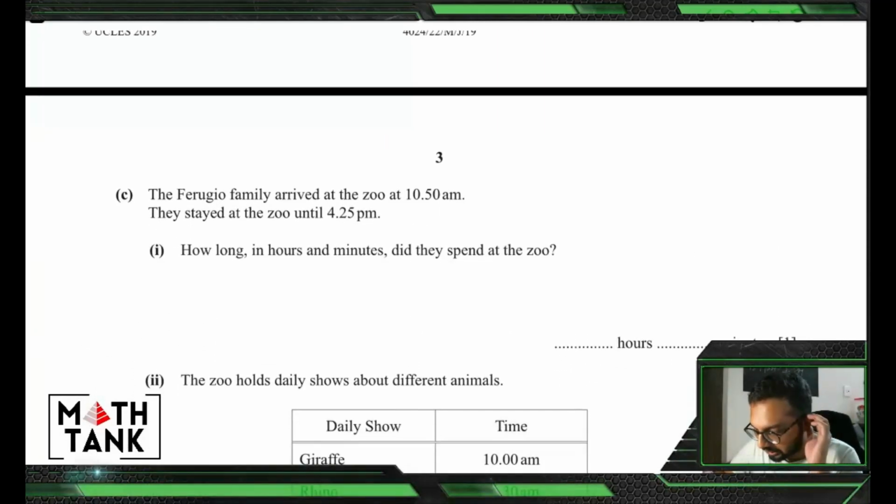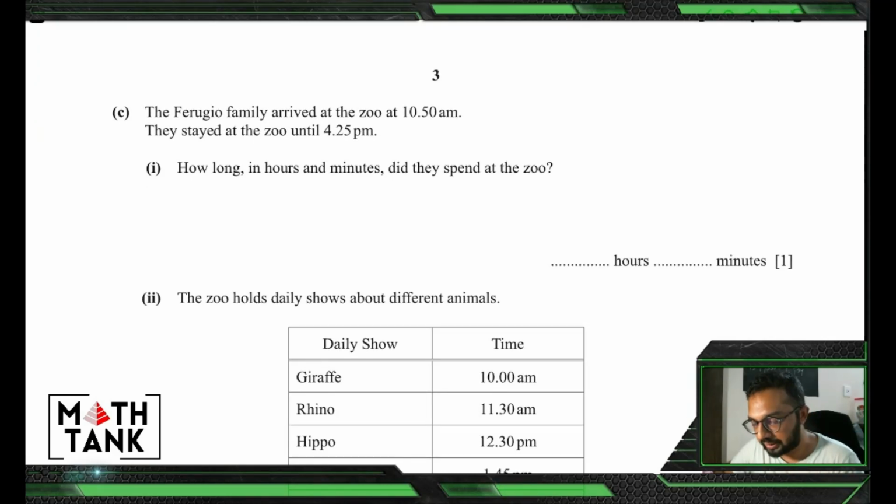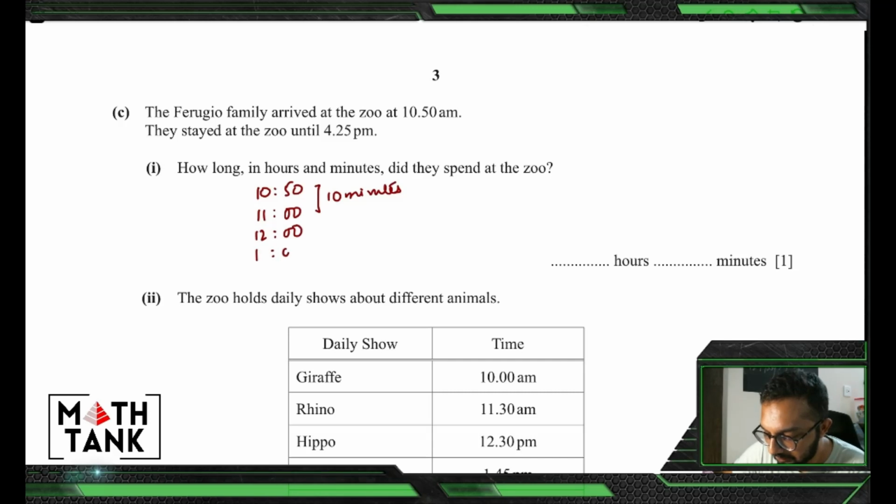Then part C. This is a long question. It says the Ferrugio family arrived at the zoo at 10:50. They stayed at the zoo until 4:25. That's a long stay. How long in hours and minutes? So what I generally tend to do in these questions is to count them manually. First I go on to 11, the nearest hour first, so that was about 10 minutes. Then I start counting the hours. Okay, so 12, 1, 2, 3, 4. So I've reached 4. So that's 1, 2, 3, 4 and 5 hours. Okay, so that's 5 hours and 10 minutes so far, and I have spent another 25 minutes to reach 4:25.